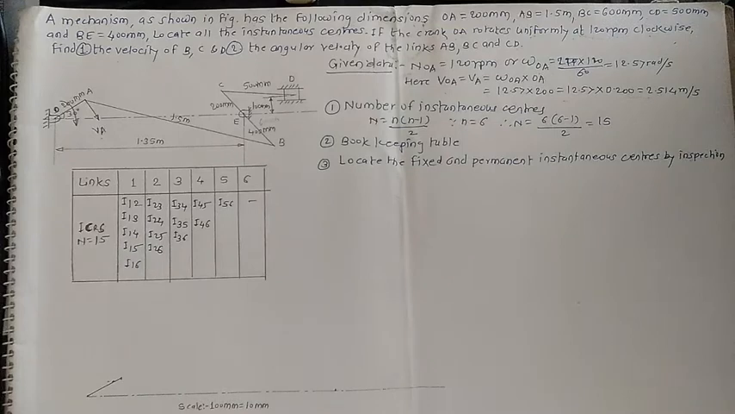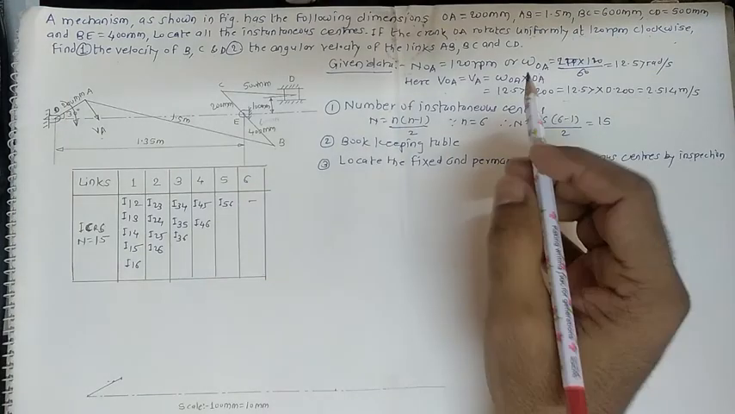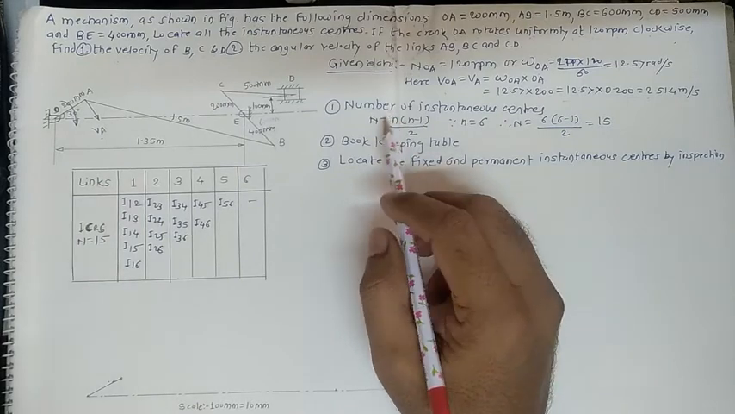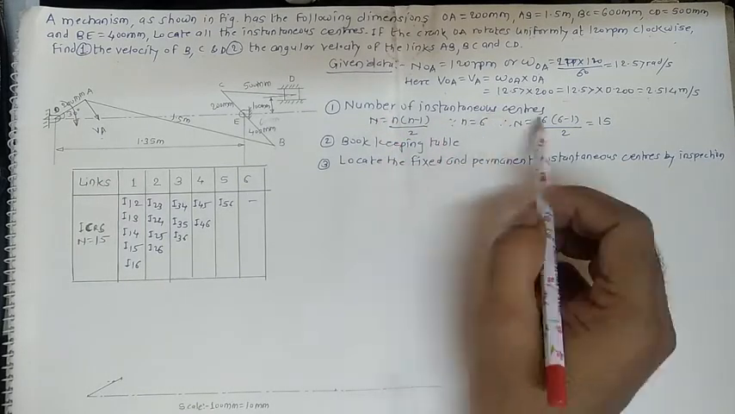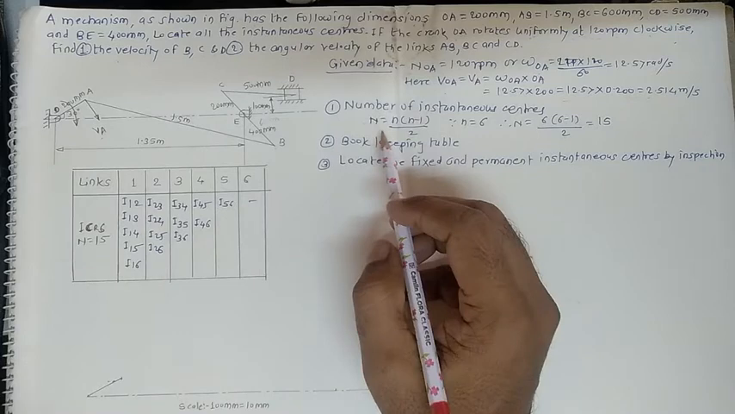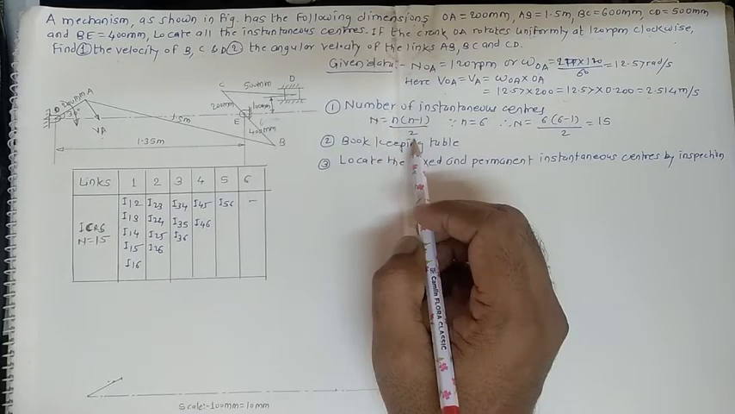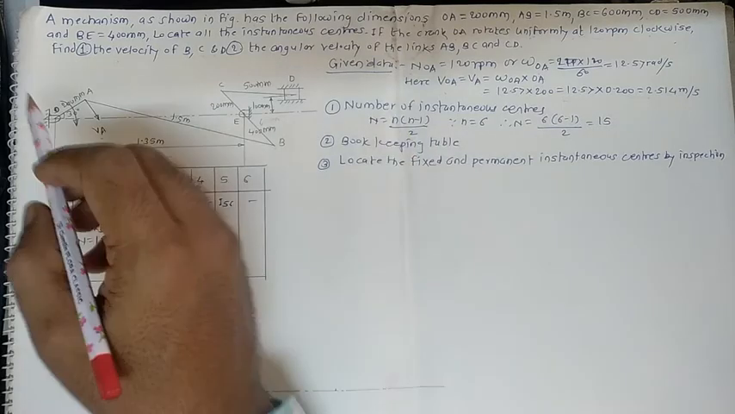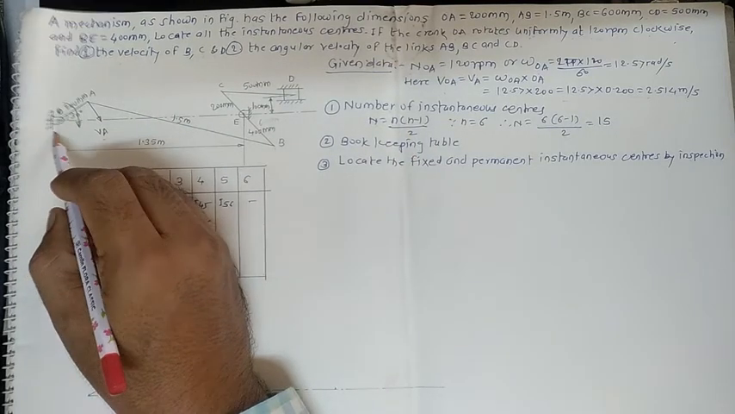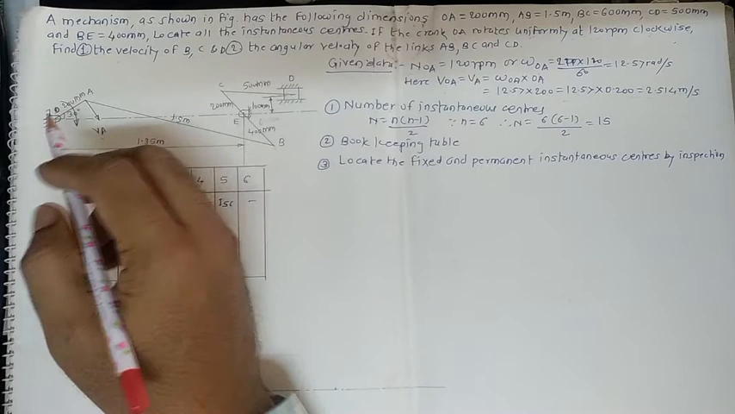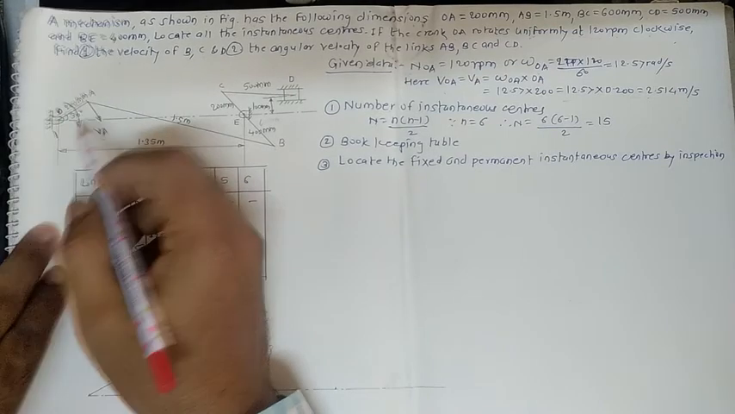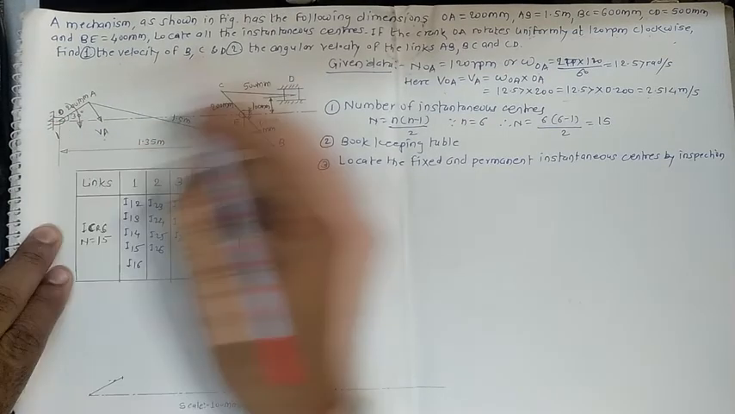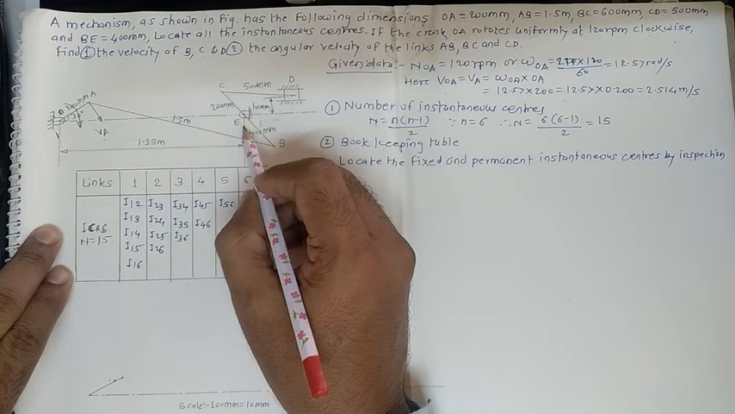Then as per the steps given, here is the first step. In the first step you need to calculate the number of instantaneous centers. For that you have to use the formula N equals n into n minus 1 divided by 2. First of all, count the number of links in the mechanism. Whatever fixed links we have, give the number 1 for that fixed link. At the same time another fixed link is here, give the number 1 for this one.